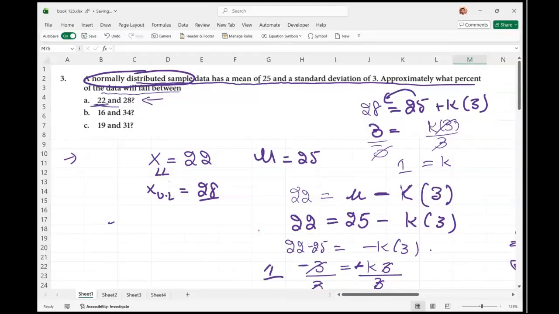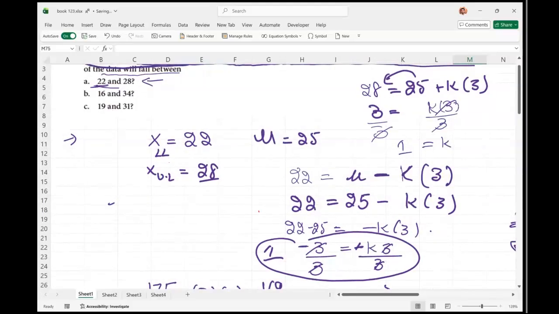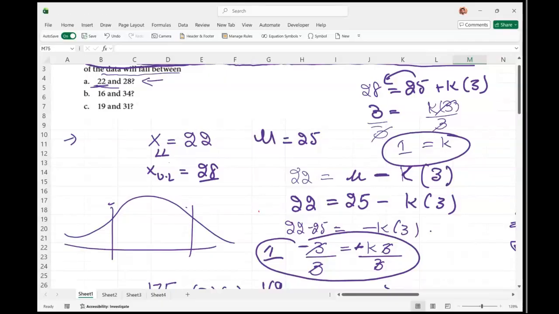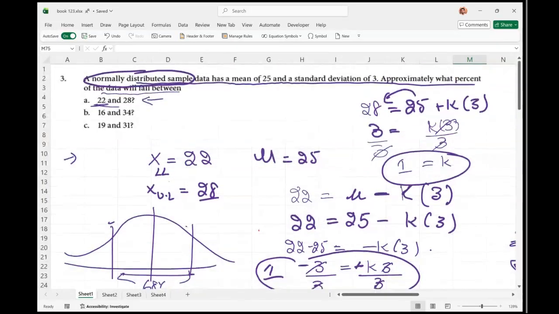So one standard deviation to the left and one standard deviation to the right. If you are moving one standard deviation to the left and one standard deviation to the right, that will cover the middle 68% of the data. So what percent of the data falls between these two? 68% of the data will fall between these two values.